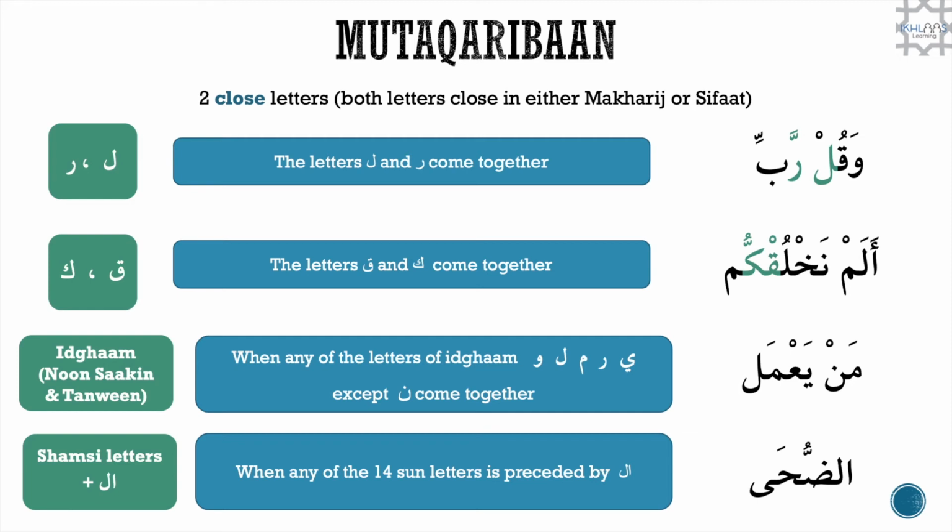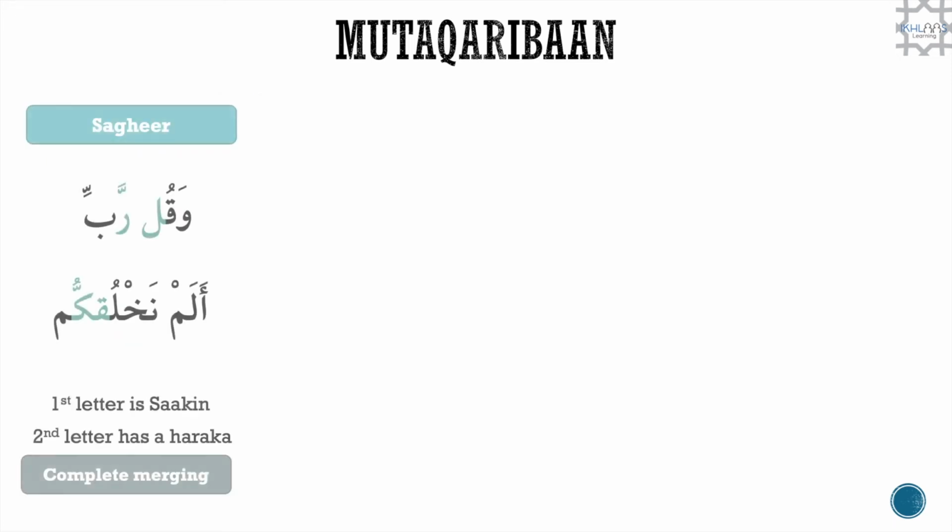So for example, we have here for lam and ra, وَقُرْ رَبِّي, for qaf and kaf, أَلَمْ نَخْلُقكُمْ, for the idgham situation, مَنْ يَعْمَلْ, and for the shamsi letters, ad-duha. Now let's look at each one in a bit of detail.